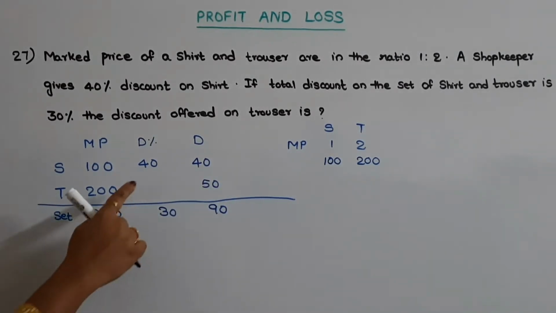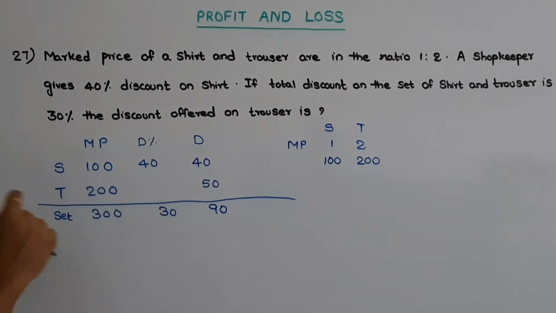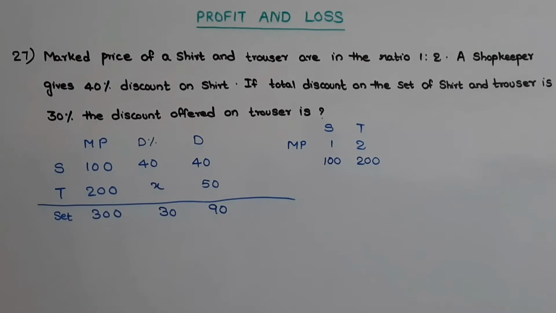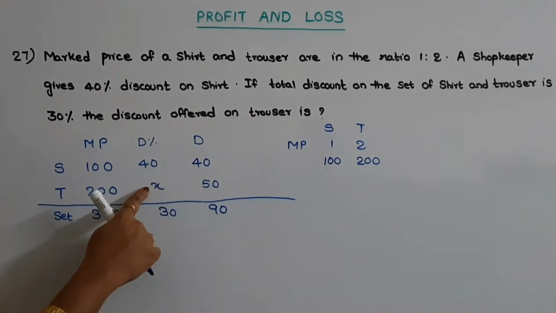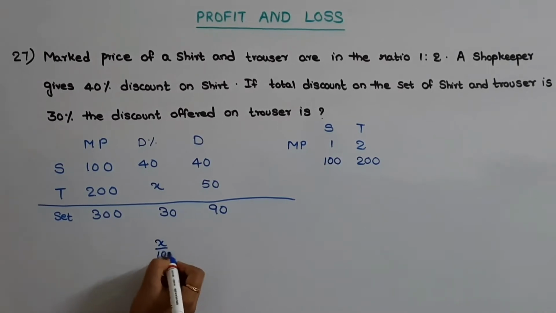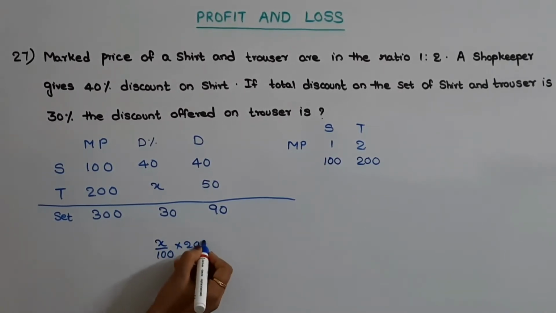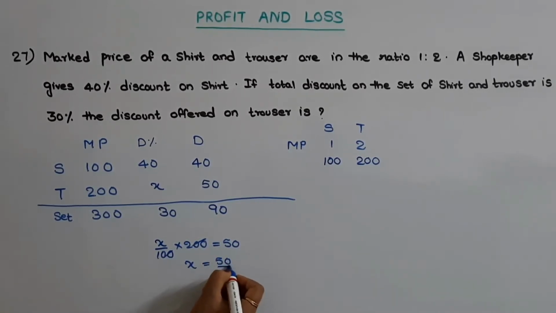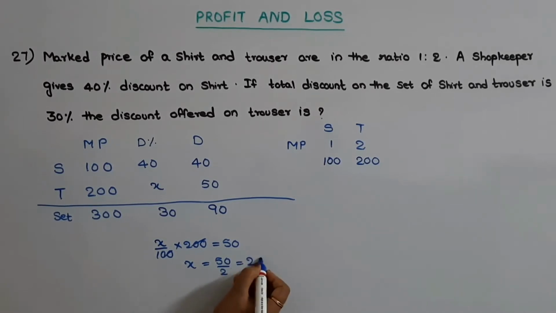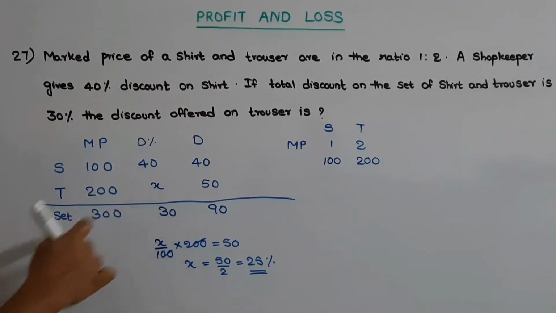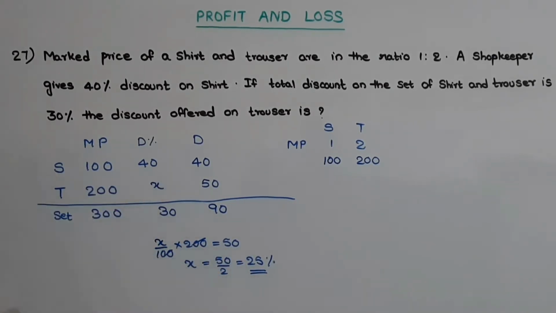So we need to find out the discount percentage of the trouser. Let us consider this as X. So this 50 is X percentage of 200. So X percentage of 200 is 50. By solving this we will get the X value as 50 by 2, that will be equal to 25%. So the discount percentage offered on trouser is 25%.